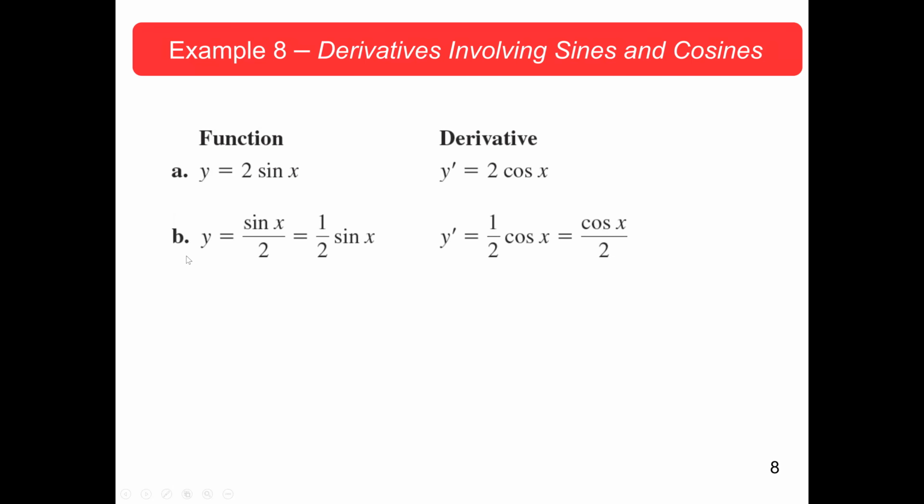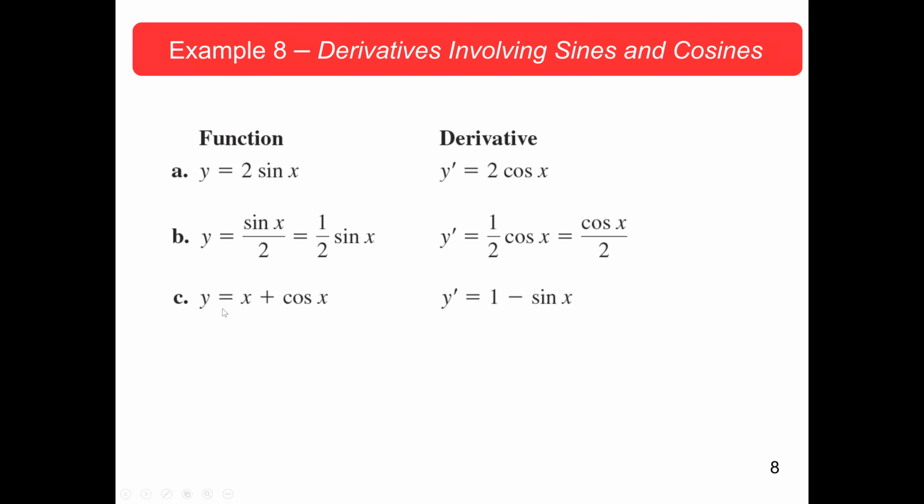Next example, we have y equals sine x divided by 2. Now, since 2 is a constant value, we can bring it out first. So we get half times sine x. So half, we leave it. Again, the derivative of sine x will give us cos x. So our answer will be cos x divided by 2.